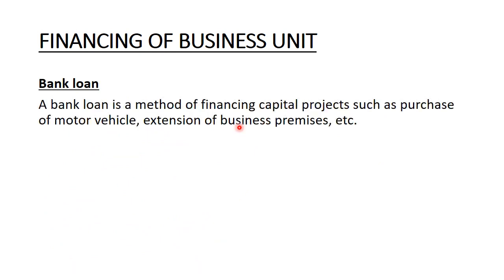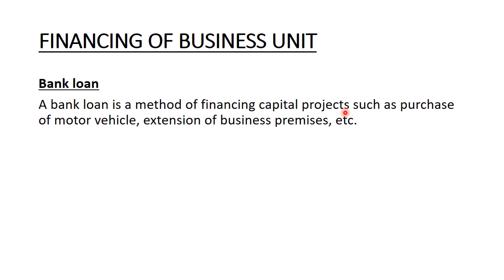Next we look at a bank loan. What is a bank loan? A bank loan is a method of financing capital projects such as purchase of motor vehicles, extension of business premises, etc. So this one is for capital projects, big projects that are going to expand the capital, the fixed assets of a business. Fixed assets meaning equipment, motor vehicles, buildings. So a bank loan is good for that.